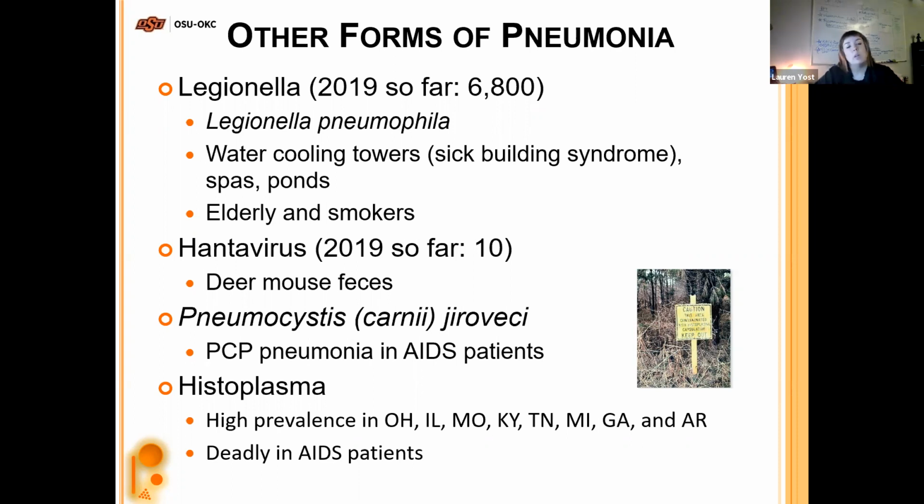Then we have hantavirus pulmonary disease, spread through deer mouse feces. If you're sweeping it up, you're more likely to breathe it in. That's in the southwest of the United States. Then we have Pneumocystis jirovecii or carinii. This is pneumonia in AIDS patients typically. And then we have Histoplasma, which can cause pneumonia, and typically it's deadly for AIDS patients, okay?